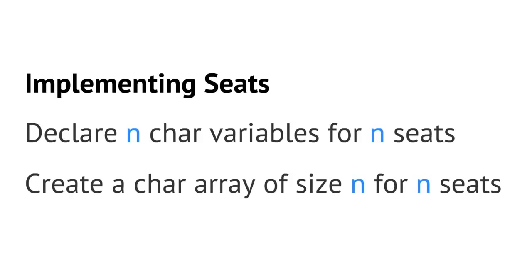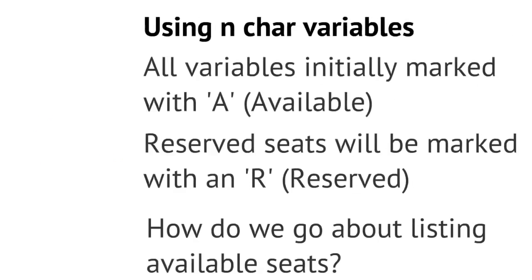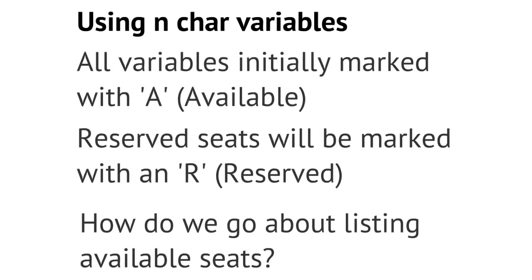And that has certain implications in terms of how efficiently things can be done. If we were using character variables, we'd have to declare however many character variables there would need to be. All those variables would initially probably be marked with some character to represent that they were available, so maybe we mark them with the character A. Then when we reserve a specific seat, we could mark that particular character variable with an R to indicate it's reserved. And then we'd have to think about the operations. How do we go about listing maybe the available seats?